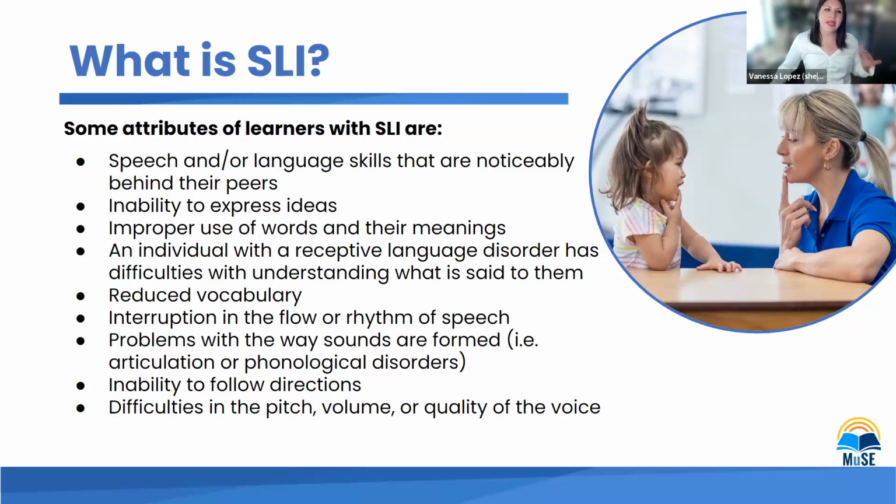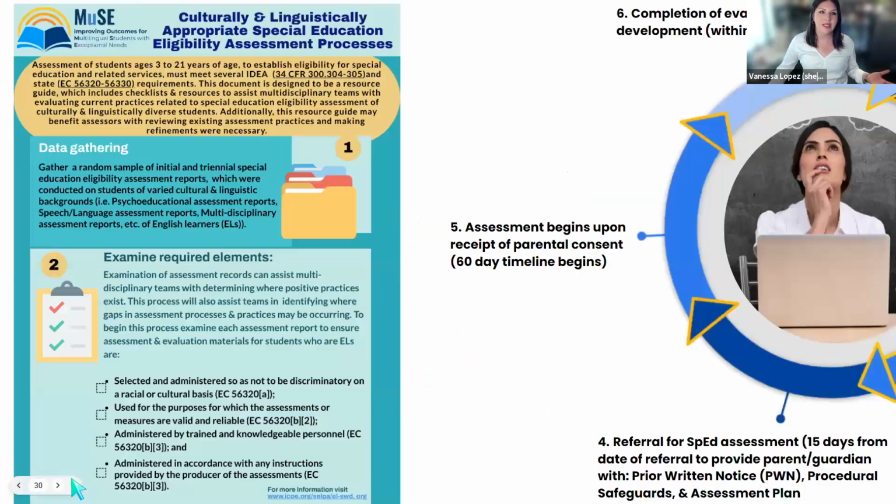So, if we consider these attributes and sometimes what our English learners manifest in our classroom, we can see why there might be some need to really tease out the idea of, is it a language difference or is it a disability? And the only way we can begin to disentangle that is by engaging in culturally and linguistically appropriate special education eligibility assessment processes.